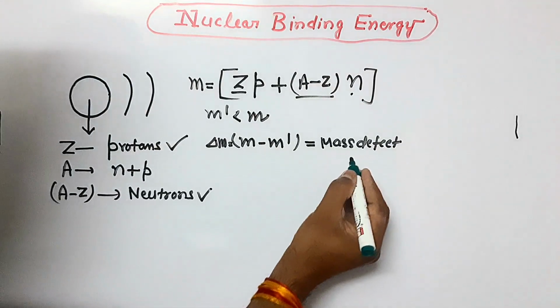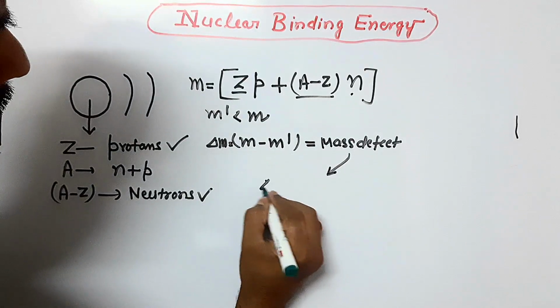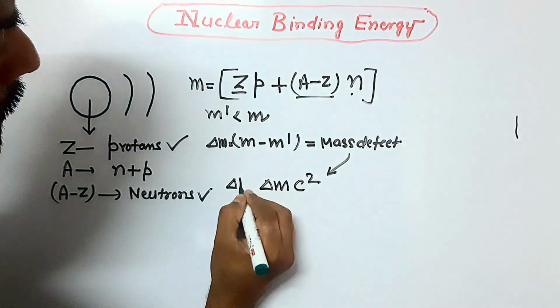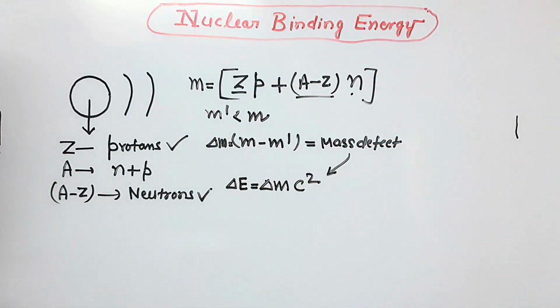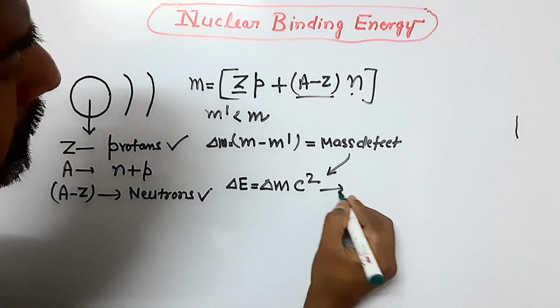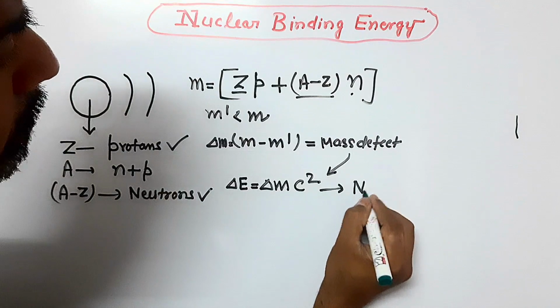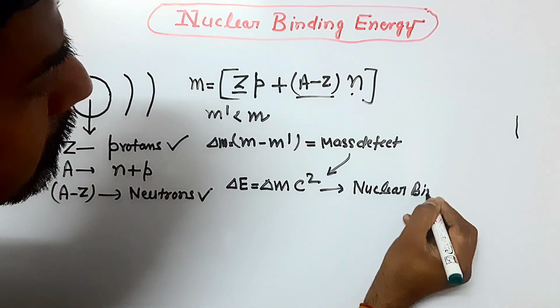This mass defect is converted into energy, that is delta M C square. You can say delta E. So delta E energy is equal to mass defect times C square. This energy appears in the form of nuclear binding energy.